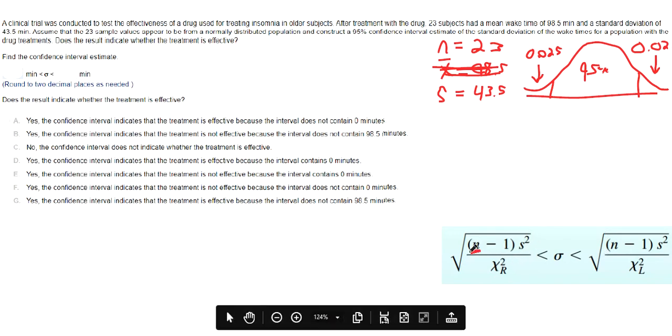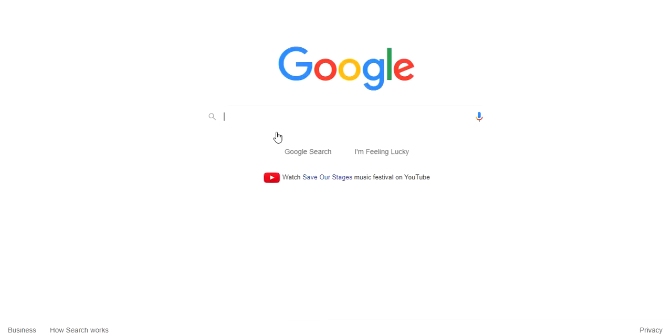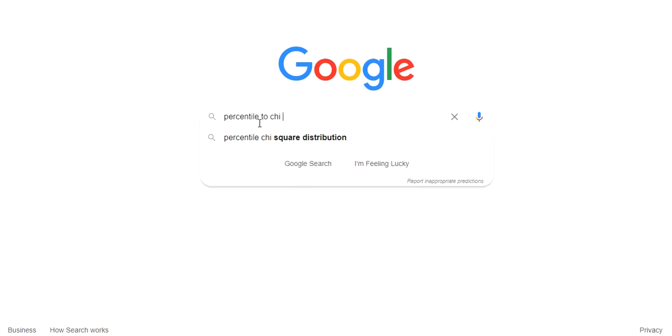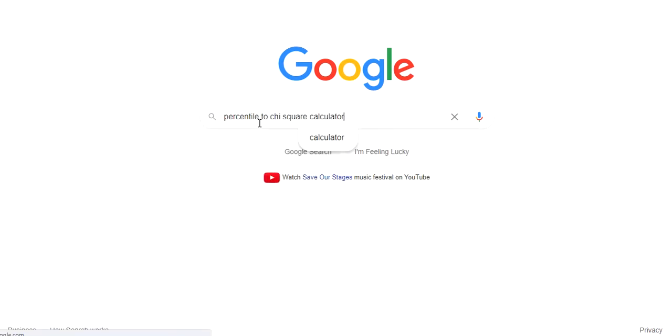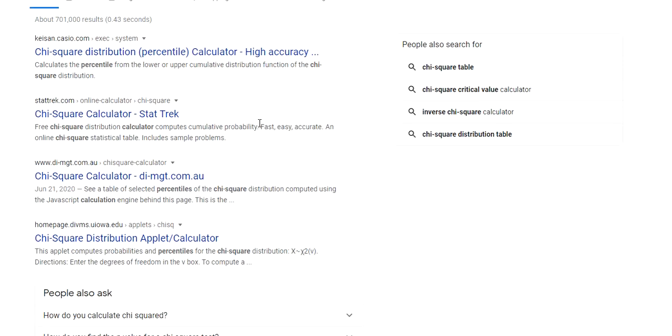So we have n for the formula. We have s. We need chi-squared. So I'm going to go to Google. I'm going to search percentile to chi-square calculator. Like if you needed a t-value for a 95% confidence interval, you could type in t-score to percentile calculator. Okay. Let's just use the first one that comes up.